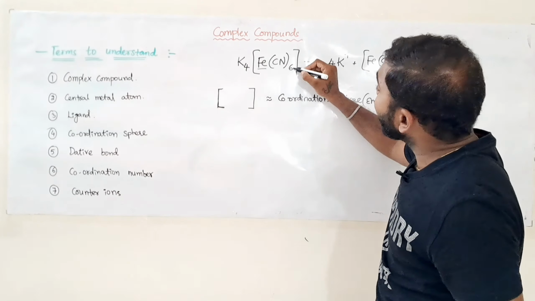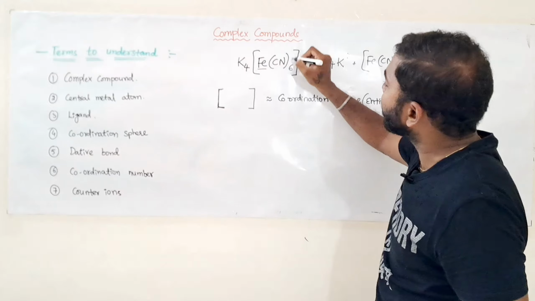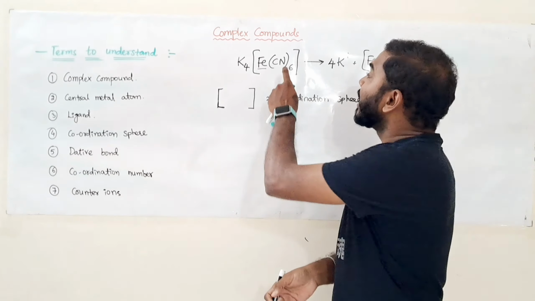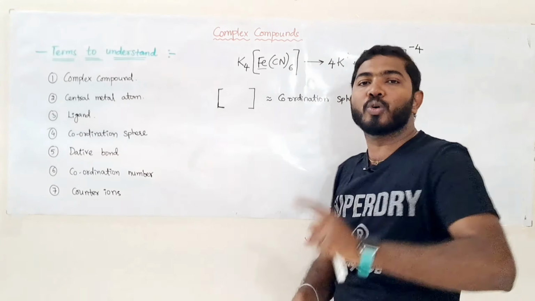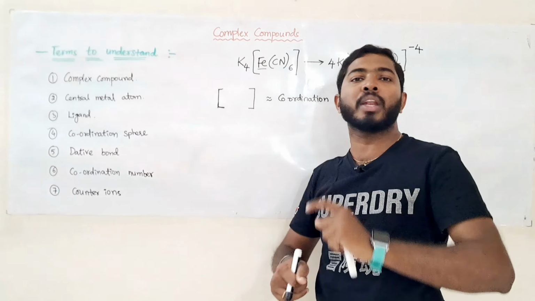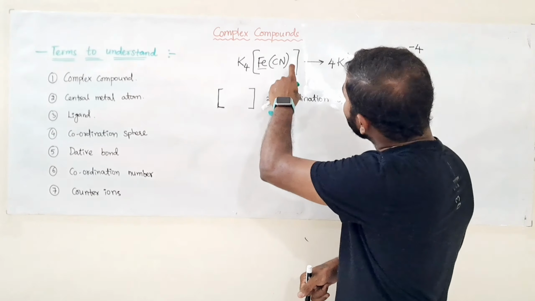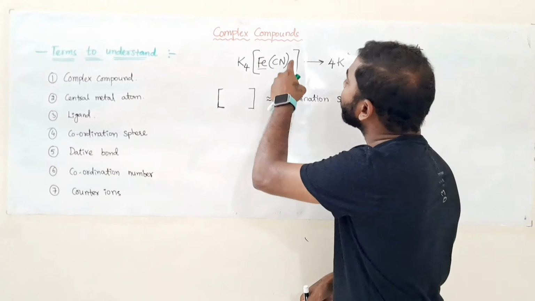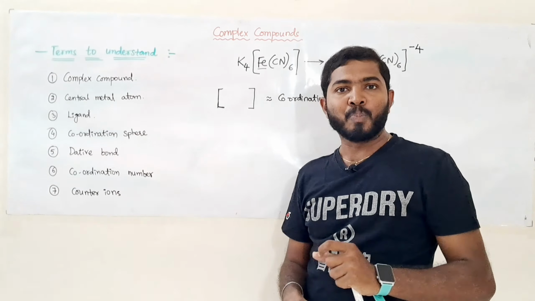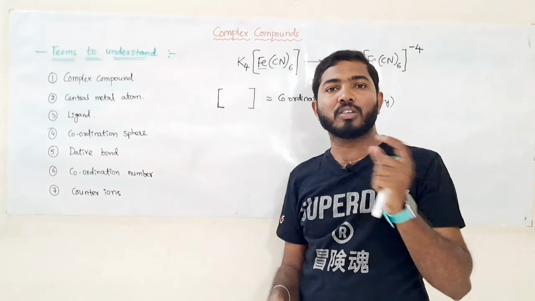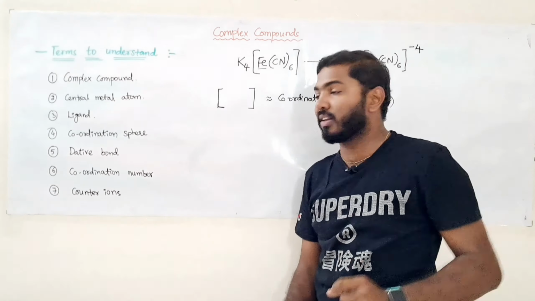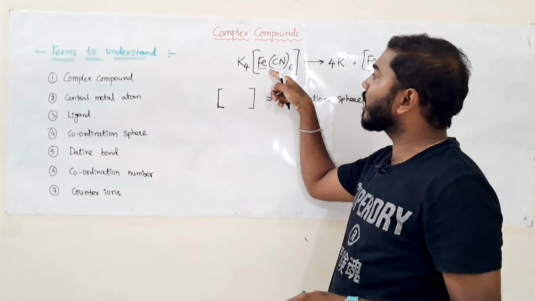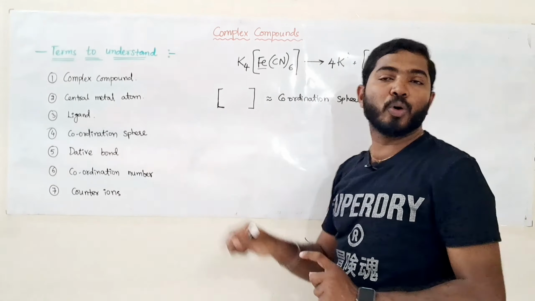And how many such ligands are there? In this particular example we can see 6 CN groups. Each CN group is going to form one dative bond or one coordinate covalent bond. So here we have 6 CN groups, so the overall coordinate covalent bonds around the iron in this complex will be 6. That number of coordinate covalent bonds around the central metal atom defines the coordination number. So I hope you understood what the coordination number for iron in this complex is. It is going to be 6.